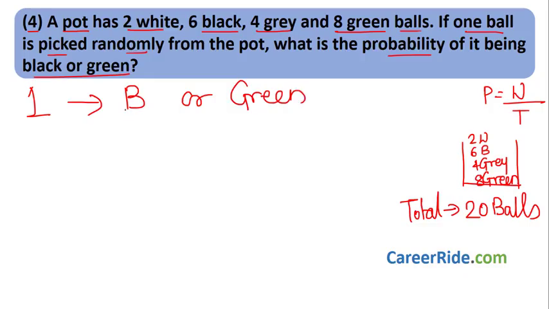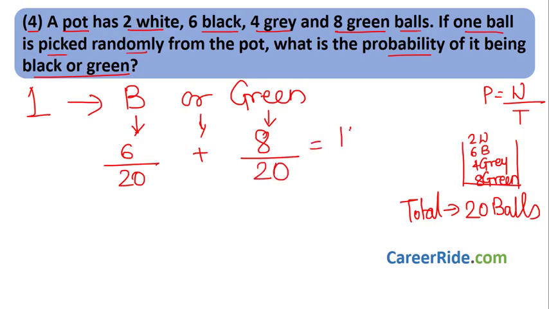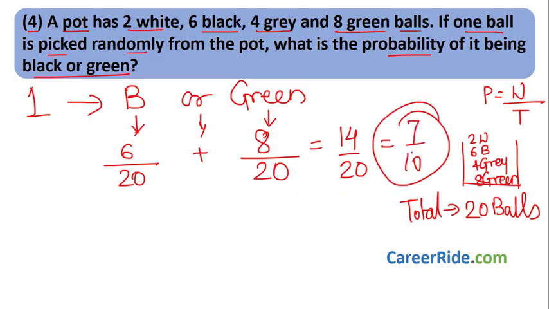That means we choose one ball. What is the probability of it being black? How many black balls are there? 6 divided by total possibilities 20. Or means plus sign. Green. What is the probability that I choose a green ball? There are how many possibilities of green? I want green, but there are 8 possibilities of green. So 8 divided by total possibility 20. What will you get over here? 14 by 20, that would be 7 by 10. So this is the probability that the one ball which we picked randomly was black or green. Moving to question number 5.